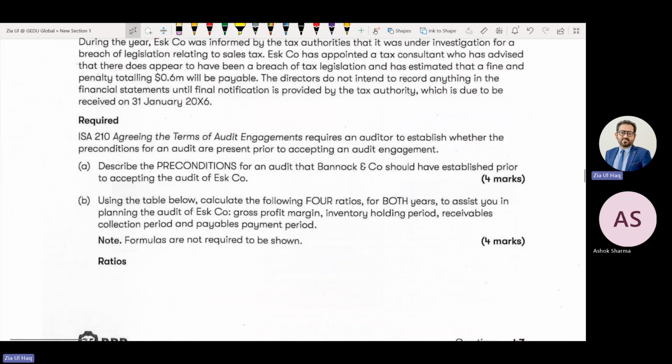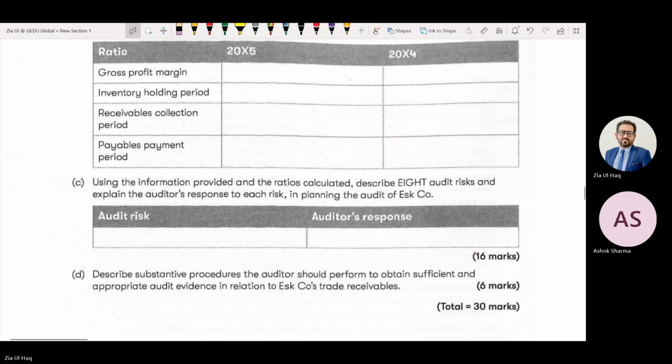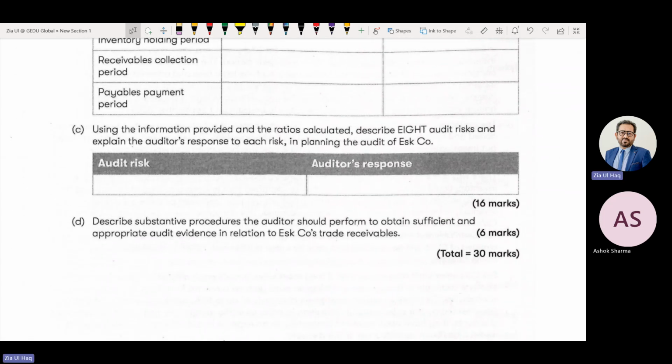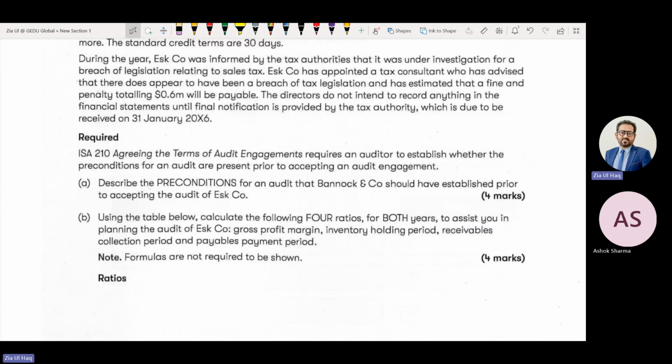ESK company again has requirement A for 4 marks, requirement B for 4 marks, requirement C for 16 marks, and requirement D for 6 marks, altogether a 30 marks question. Requirement A of the question: ISA 210 Agreeing the Terms of Audit Engagements requires an auditor to establish whether the preconditions for an audit exist prior to accepting an audit engagement.